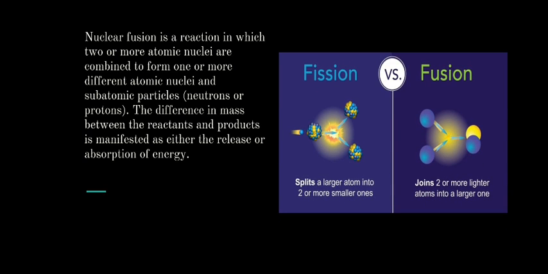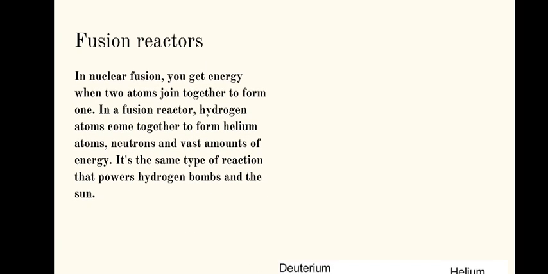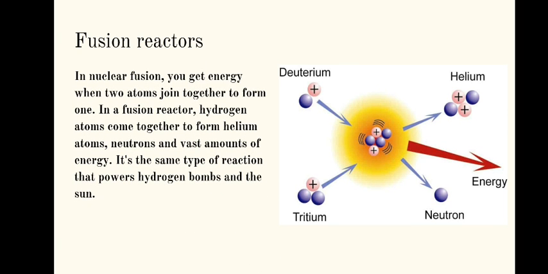So what's the difference between splitting atoms and fusing atoms? To understand that, you'll need to take a closer look at fusion. As I said, fusion takes lighter elements, in this case deuterium and tritium, two forms of hydrogen, and fuses them into helium. And in the process it creates energy and also neutrons.